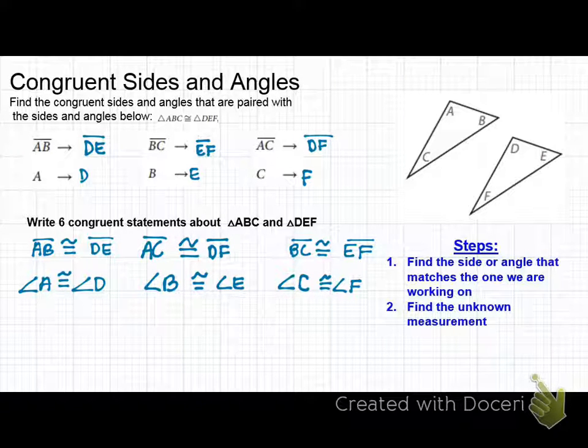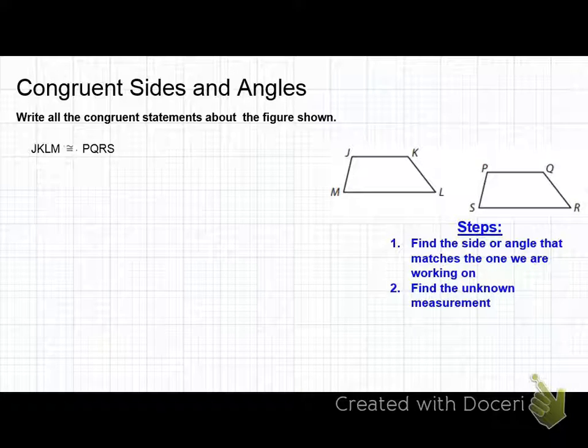So what if we had a quadrilateral like this next one? 2 quadrilaterals that are congruent. Quadrilateral JKLM is congruent to PQRS. How many statements do you think we would have for these 2? How many, everyone? 8. Okay, good. So you're going to work as a group now. Again, I'm going to give you 2 minutes. Write down all of the congruent statements, okay? 2 minutes. Ready, set, go.